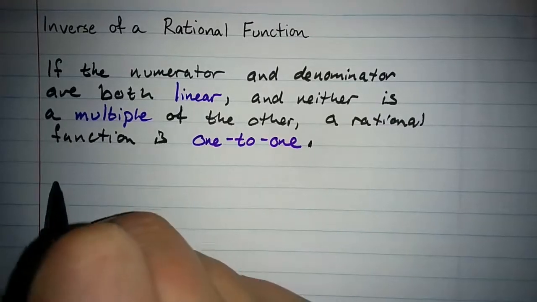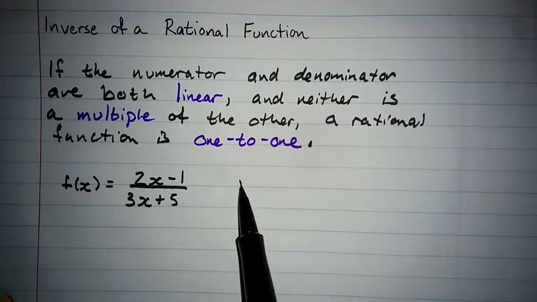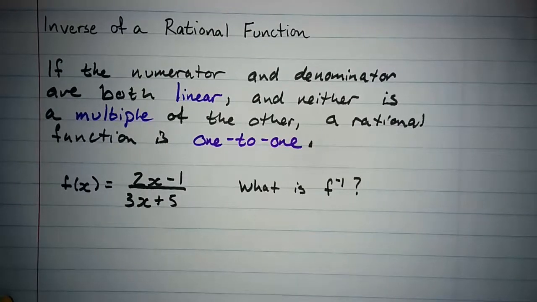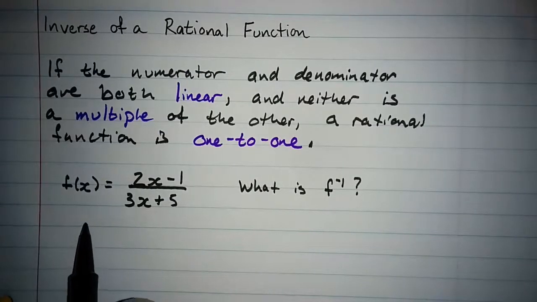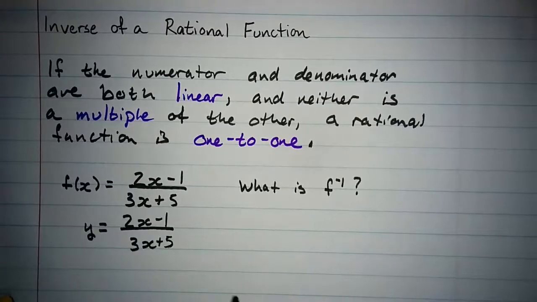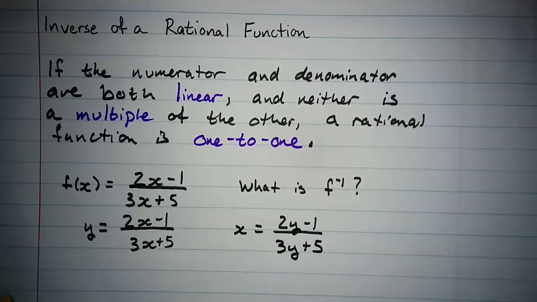So if I give you the function f of x is 2x minus 1 over 3x plus 5, my claim is that this is 1 to 1. What is f inverse? Well, recall in general how we find the inverse of a 1 to 1 function. We write y instead of f of x, then we exchange the symbols x and y, and then we solve for y.